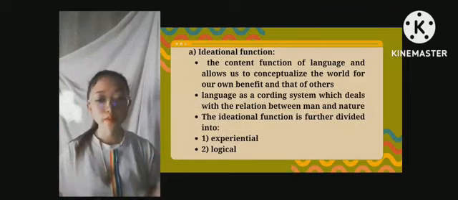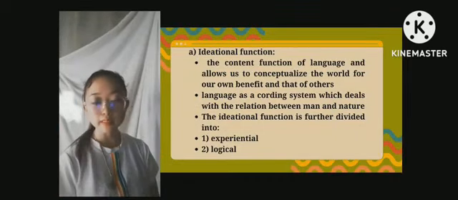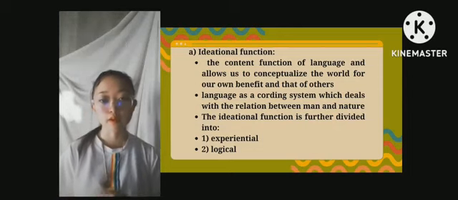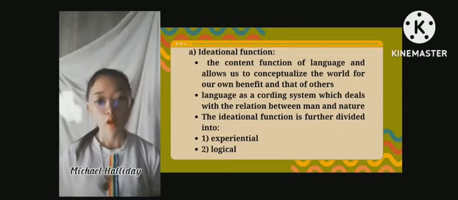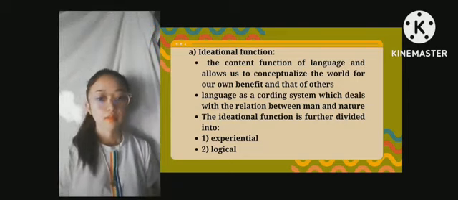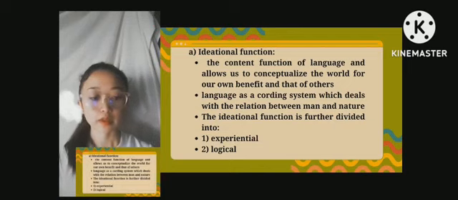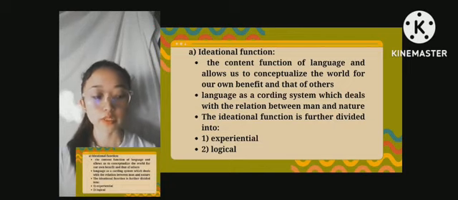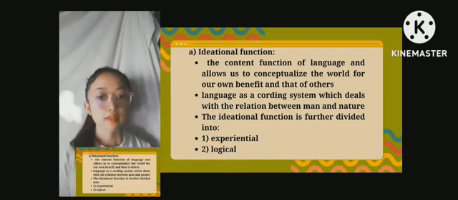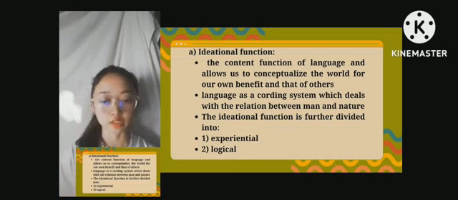Hi everyone, so as Mr. Cañedo said, I will be discussing the ideational, interpersonal, and textual functions by Michael Halliday. Let's start with the ideational function. The ideational function is the content function of language and allows us to conceptualize the world for our own benefit and that of others. It is also language as a coding system which deals with the relation between man and nature.